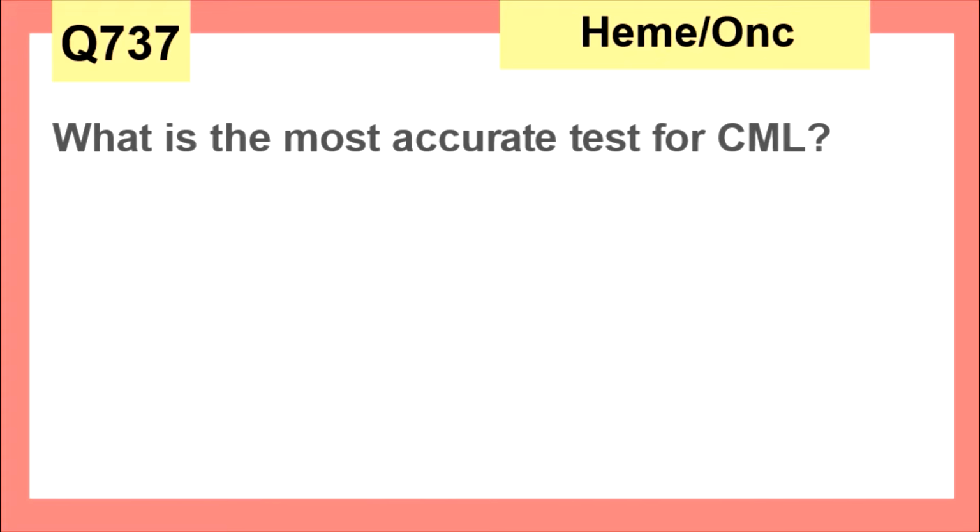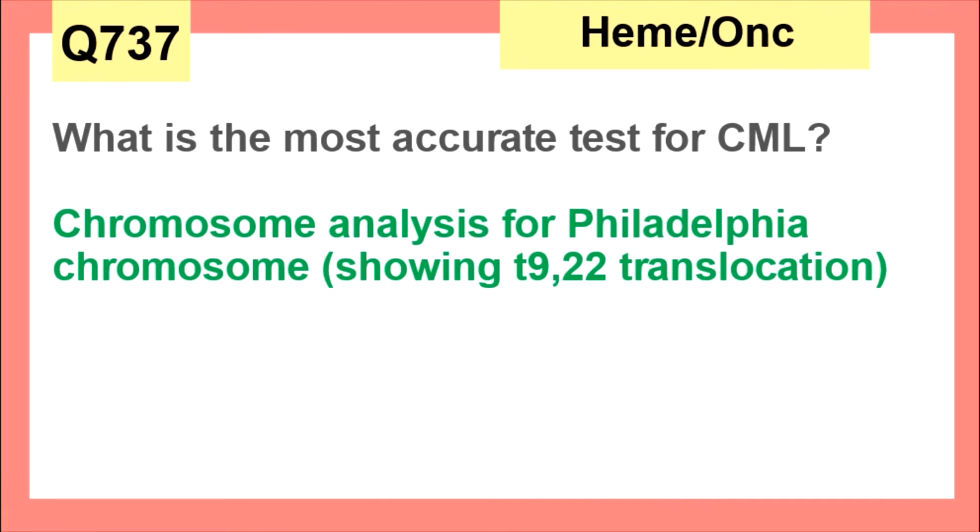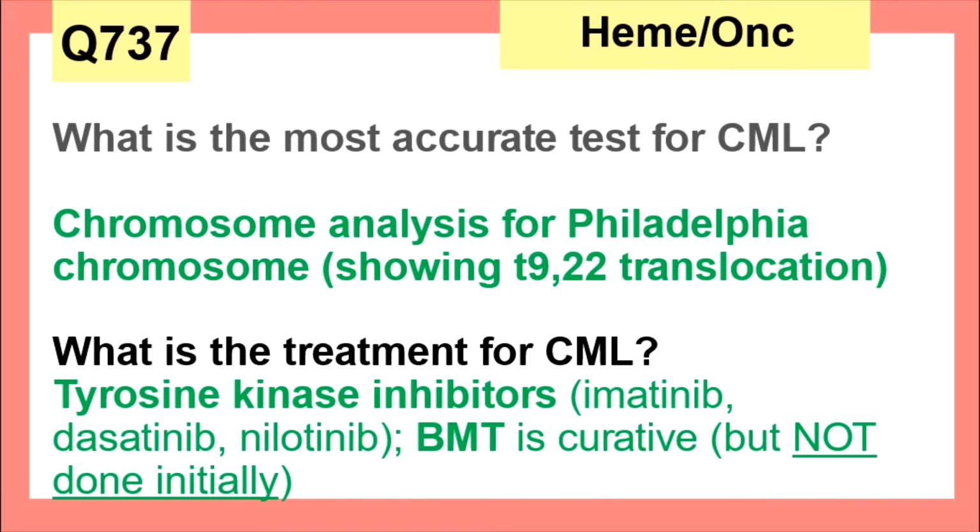737, what's the most accurate test for CML? Chromosome analysis for the Philadelphia chromosome showing the t(9;22) translocation. What's the treatment? Tyrosine kinase inhibitors: imatinib, dasatinib, nilotinib. BMT is curative, but not done initially. We'd rather go with the tyrosine kinase inhibitors because we're able to use them.